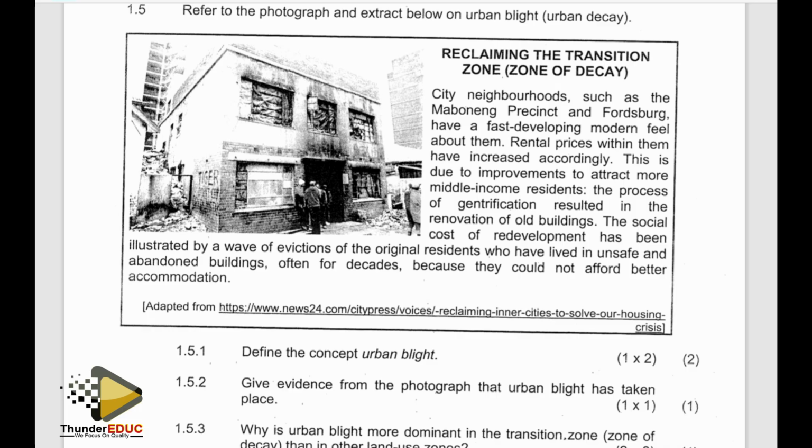city neighborhoods such as the Maboneng Precinct and Fordsburg have a fast developing modern feel about them. Rental prices within them have increased accordingly. This is due to improvements to attract more middle-income residents. The process of gentrification resulted in the renovation of old buildings. The social cost is illustrated by a wave of evictions of the original residents who have lived in unsafe and abandoned buildings, often for decades because they could not afford better accommodation. Right, so it's explaining the process of gentrification.